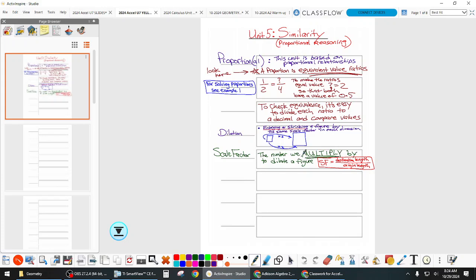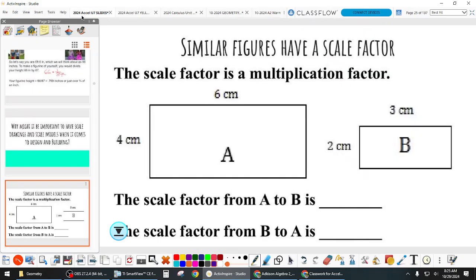Remember, scale factor is the number we multiply by to dilate a figure, so to make a figure either bigger or smaller. It's the destination length over the original or origin length. So if we look at this, it says the scale factor from A to B, and then B to A. So the destination changes, and that's important. If I ask you what the scale factor is, you need to focus on which direction I'm asking it from. So from A to B, is it going to be bigger or less than 1? It's going to be less. Has to be less because it's decreasing in size.